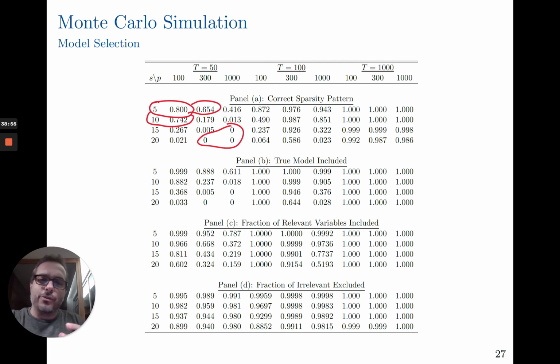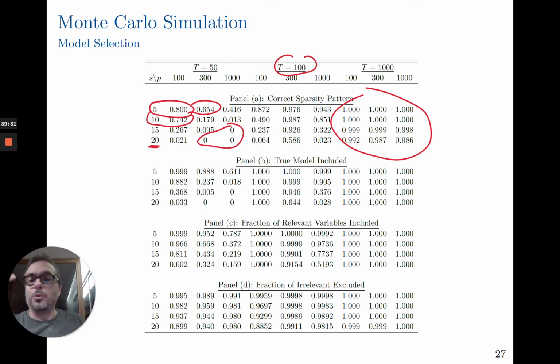But as we move to the right, as we increase the number of observations, then you see that here we are doing badly only if we have 20 relevant variables, right? But otherwise we are doing pretty okay. And in the limit with 1000, then we are just perfect. But this is the correct sparsity pattern. So we do not miss any relevant variables, and we exclude all the irrelevant variables.